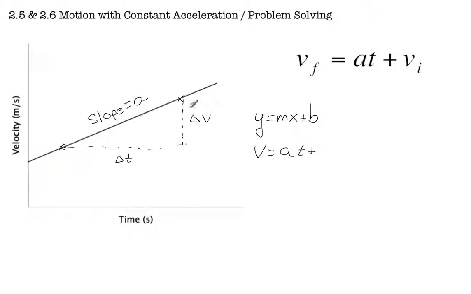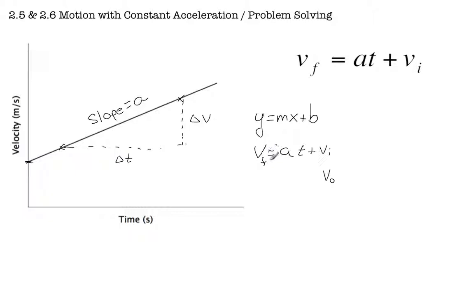b represents the y-intercept of this graph. So it represents a specific velocity, not just any velocity at time t, but the velocity at time 0. And we call that initial velocity. Because we call this initial velocity, sometimes you see this written as v naught, v with a little 0. We call this v final.